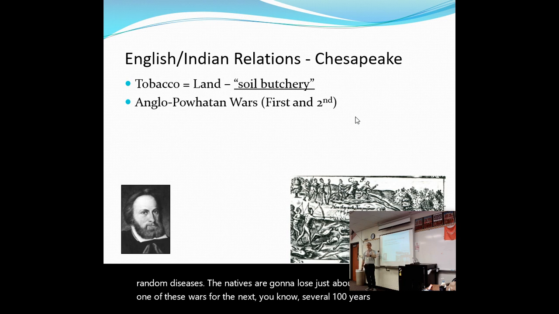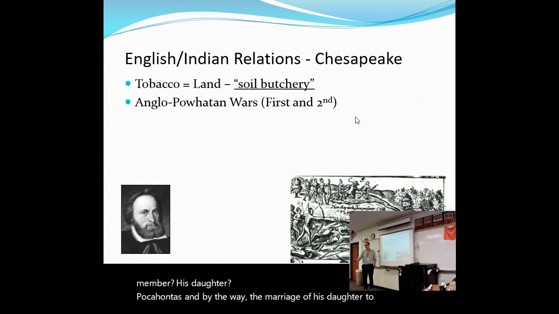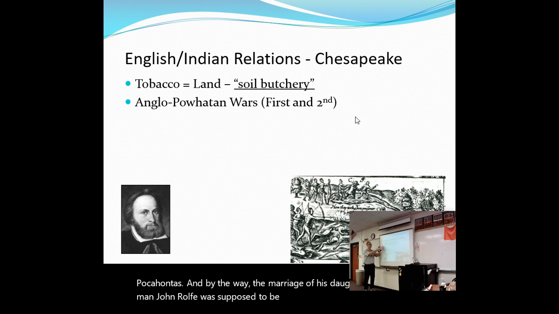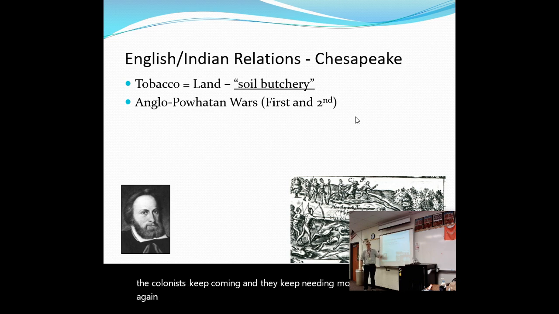And you guys can follow a pattern here that should start to make some sense. But yes, let's note Anglo-Powhatan Wars. Remember Chief Powhatan? Remember his daughter? Pocahontas. And by the way, the marriage of his daughter to tobacco man John Rolfe was supposed to be a lasting peace. It's not, because the colonists keep coming and they keep needing more land because, again, tobacco is destroying the soil. So they continue to move west.